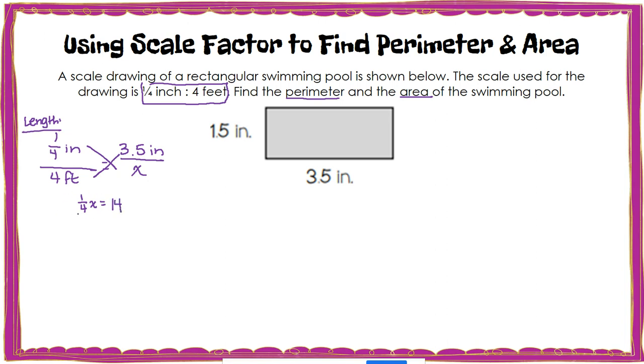To get x by itself, I'm going to need to divide by 1/4. These will cancel to leave me with x. And then I'm going to divide 14 by 1/4. When I do that, I get x equals 56. This means that the actual length of the pool is 56 feet.